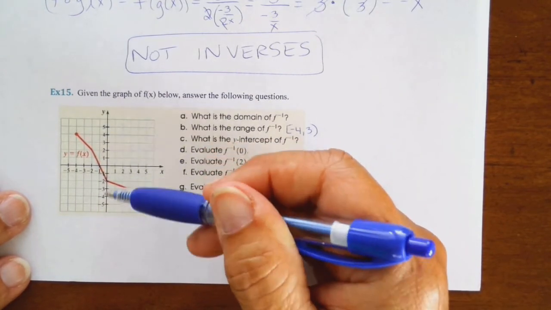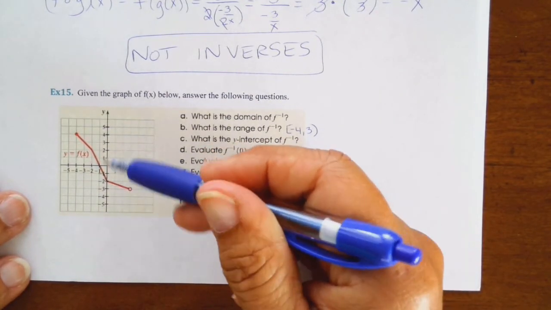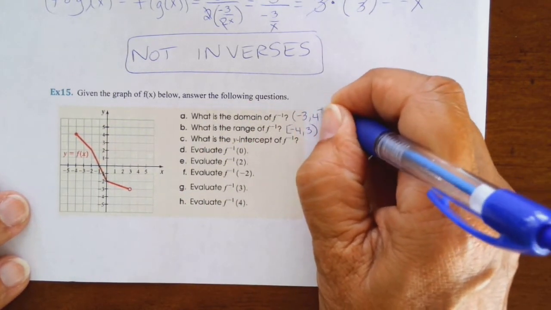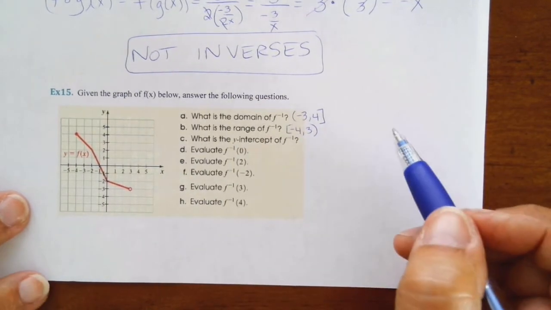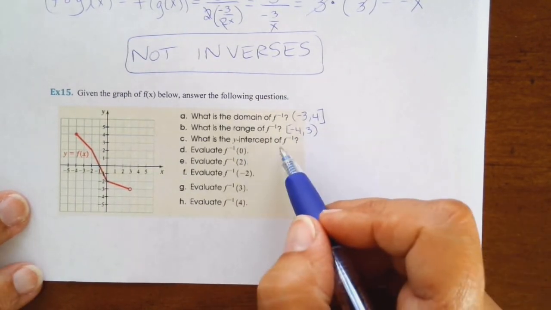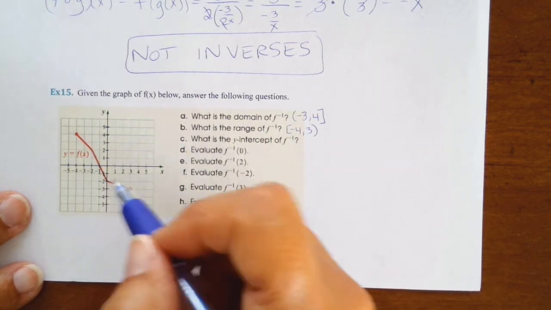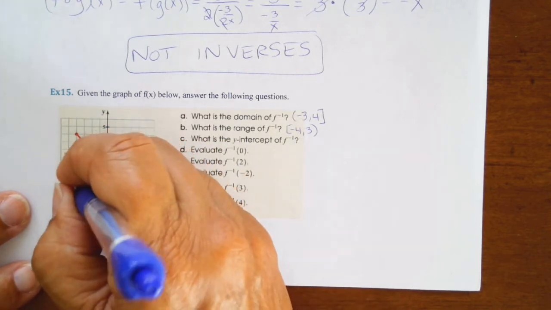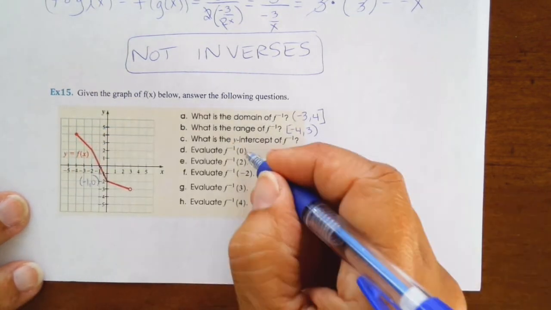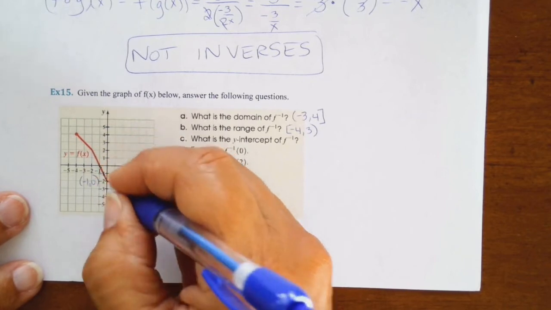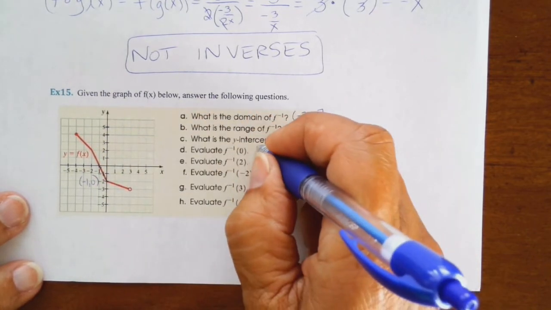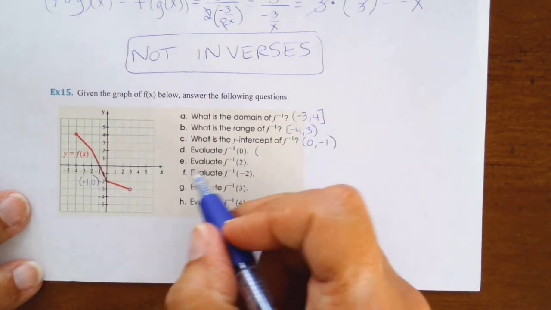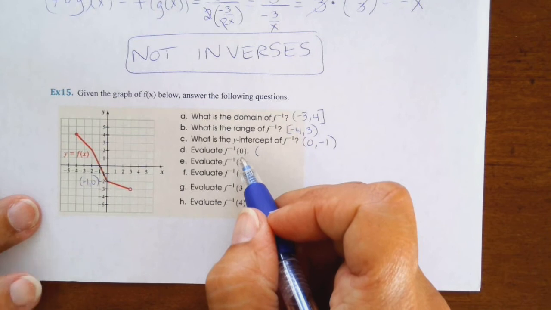What's the range of this function? Well, that goes from negative 3 to 4, so that would be the domain of the inverse. Okay, so they flip. The y-intercept of the inverse would be the x-intercept of this graph. The x-intercept is right here, because that's the point negative 1, 0. So the y-intercept would be 0, negative 1, which would be down here. Okay, they always flip. All right, what's f inverse of 0?